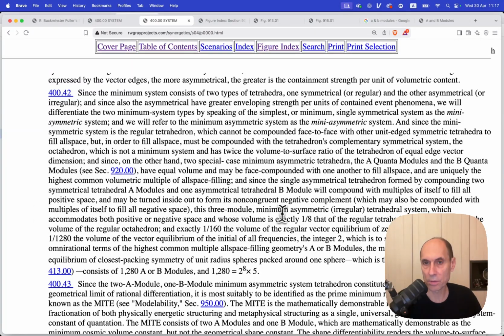This three-module minimum asymmetric irregular tetrahedral system, which accommodates both positive or negative space, and whose volume is exactly 1/8 of the regular tetrahedron, and exactly 1/32 the volume of the regular octahedron, and exactly 1/160th the volume of the regular vector equilibrium of zero frequency, and exactly 1/1280th the volume of the vector equilibrium of the initial of all frequencies. So here, just Fuller, as he is wont to do in the book Synergetics, makes the list for us.